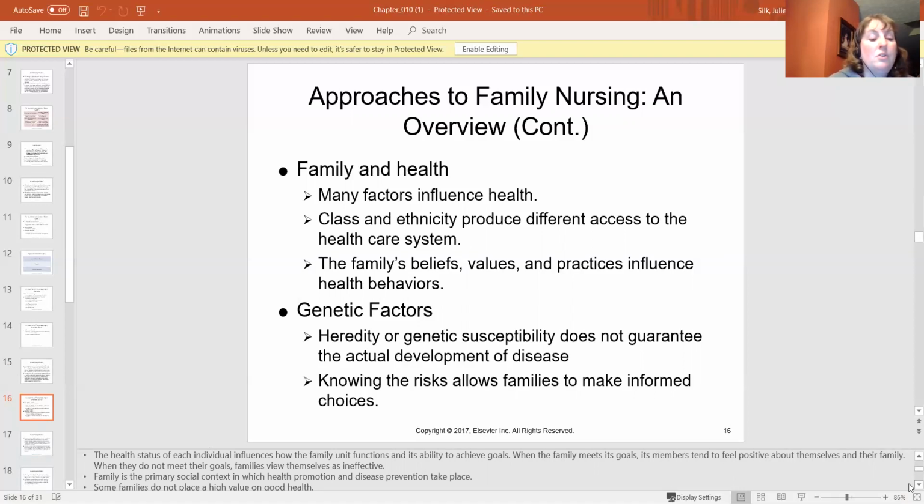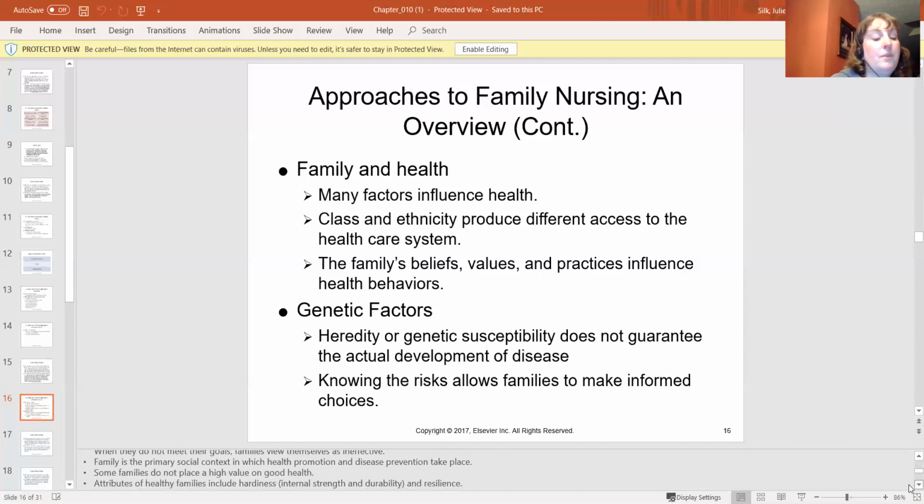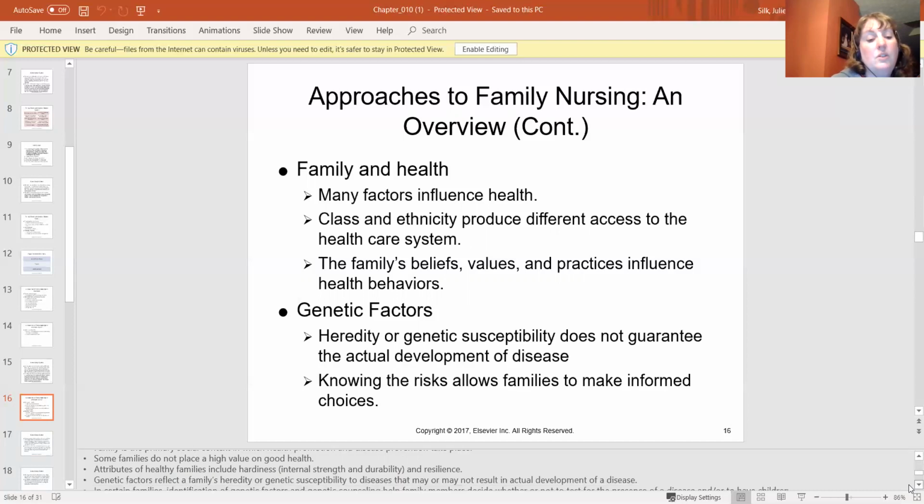Family is the primary social context in which health promotion and disease prevention take place. Some families do not place a high value on good health. Attributes of healthy families include hardiness and resilience.